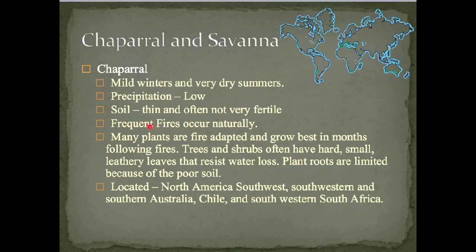Fires are a big driving factor here of this biome. Many plants are fire adapted and grow best in the months following fires because the fires tend to release nutrients back into the soil. Trees and shrubs often have hard, small, leathery leaves that are resistant to water loss, that transpiration. Plant roots are limited because of the poor soil. And then we talked about the different types of locations that you can find them.